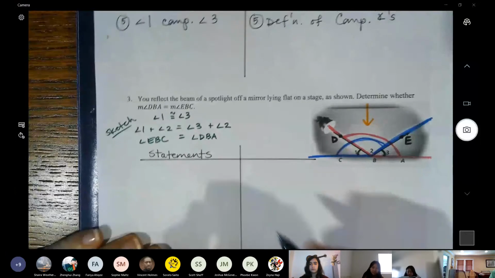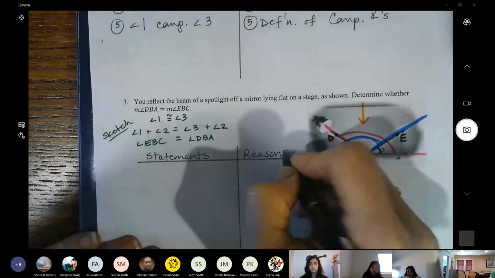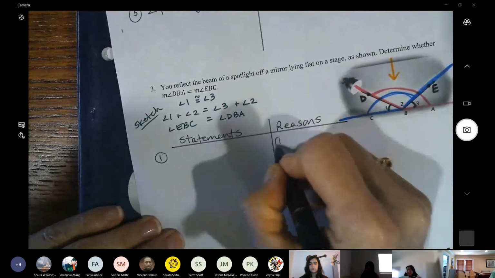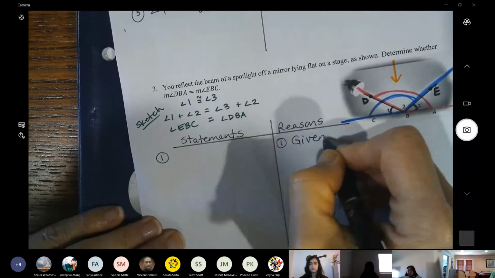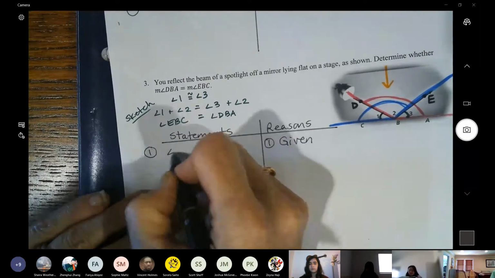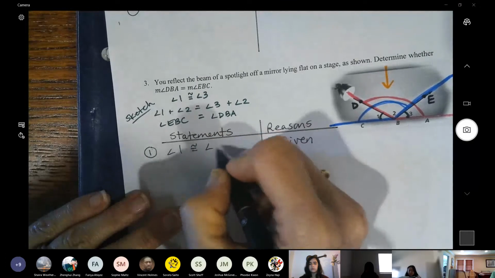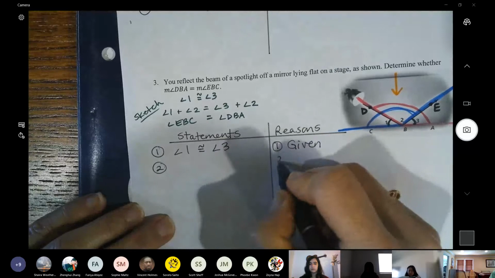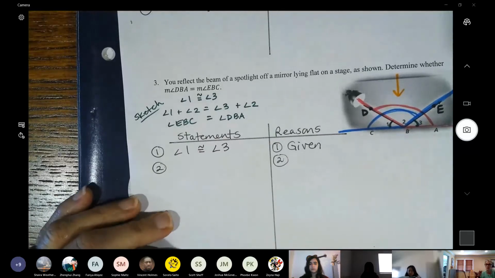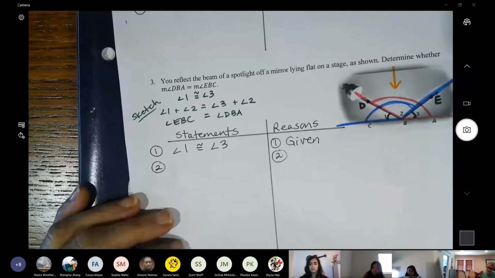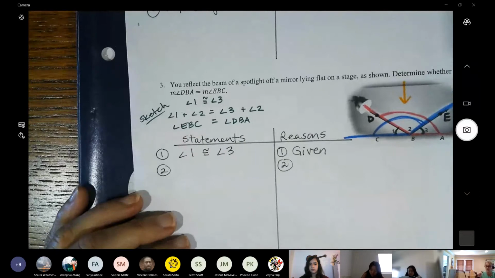All right, and here's our reasons. And we'll start with number 1, which is what we were given. And the only thing we were really given is angle 1 is congruent to angle 3. Both the size and the shape are the same. Now, here's another one of those very subtle differences. If we want to use the angle addition postulate, we really need to use the measurements.